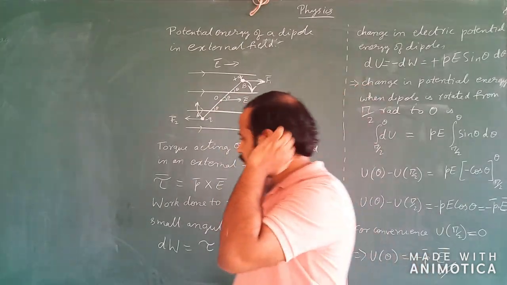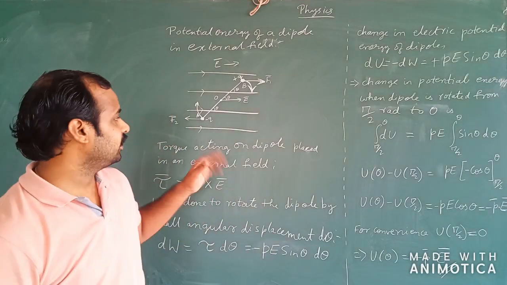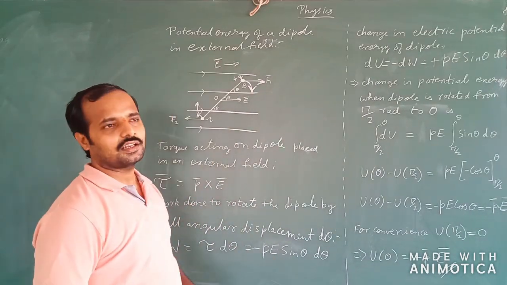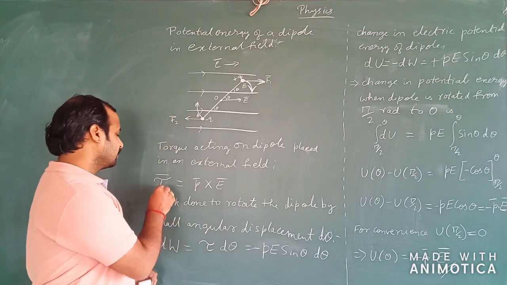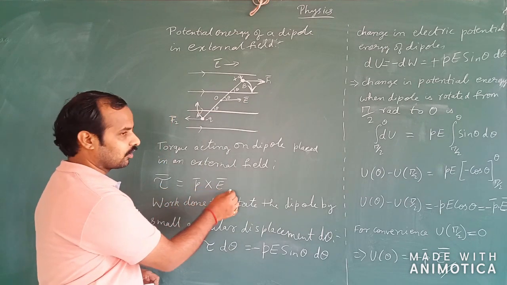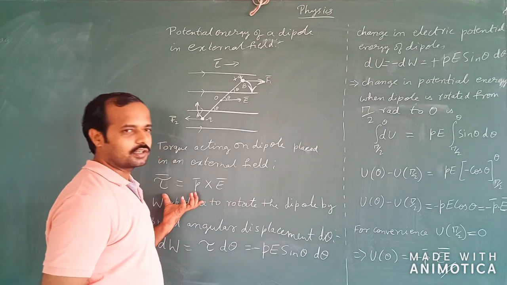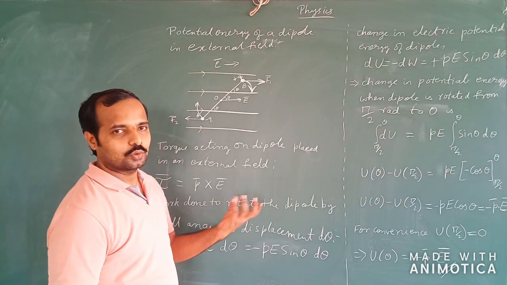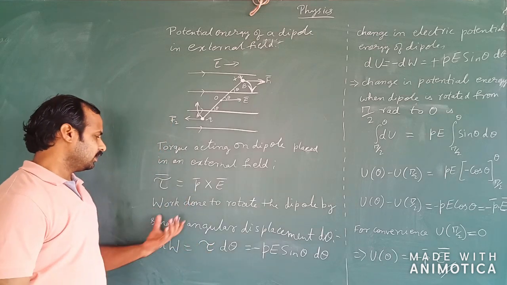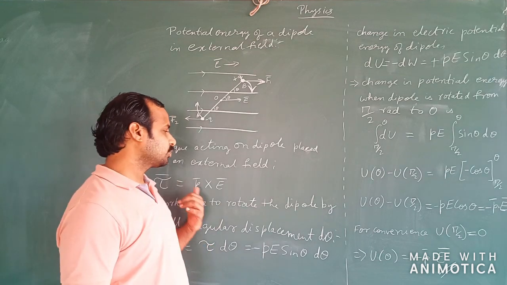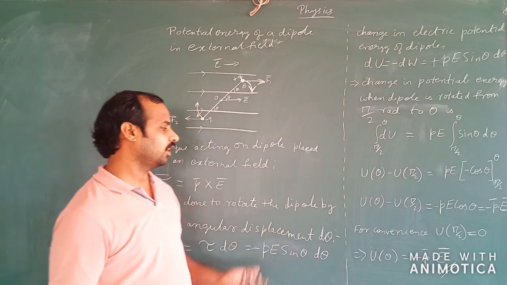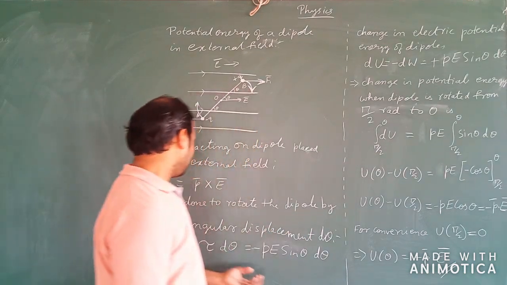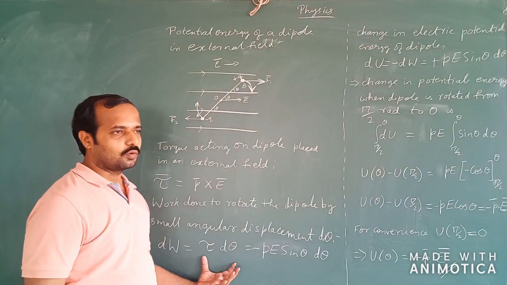During this clockwise rotation, the torque experienced by the dipole due to the external electric field is given as torque tau bar equals P bar cross E bar. This derivation has already been done in the chapter of electric charges and fields; you can just go through it. Now the work done by this torque in rotating the dipole by a small angular displacement d theta can be given as dW equals tau d theta.